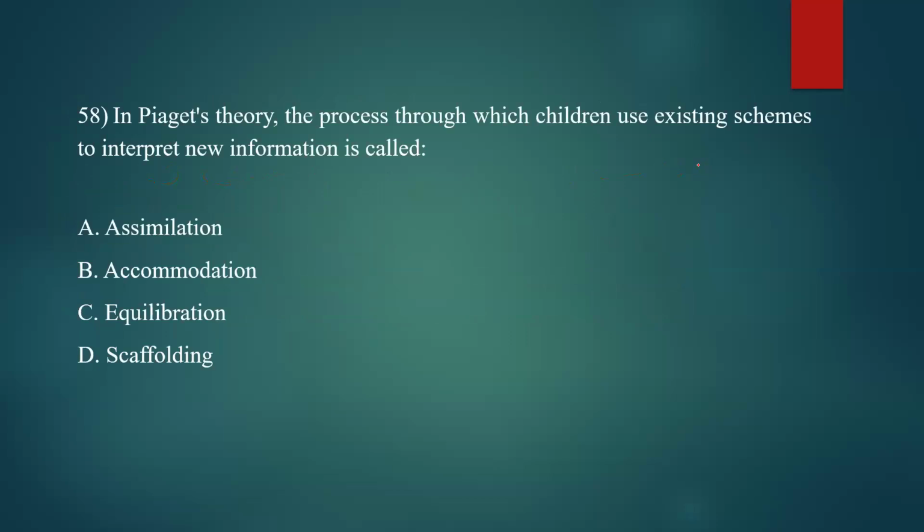Assimilation, existing schema. We are combining this one. So Piaget, the process in which children use existing schema to interpret new information. That is about assimilation. What do you mean by accommodation? These three things are related with this theory only: assimilation, accommodation, and equilibration, right?